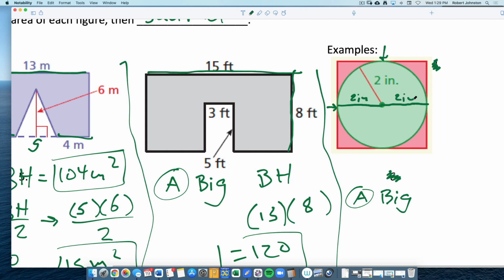2 inches, because that's the radius. So how long is this whole thing? 4. Do you see how that's exactly how long the square is? Yeah. So if that's 4, the area of the square is 16.